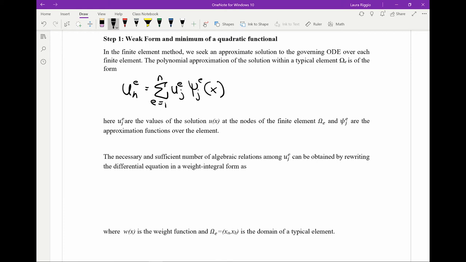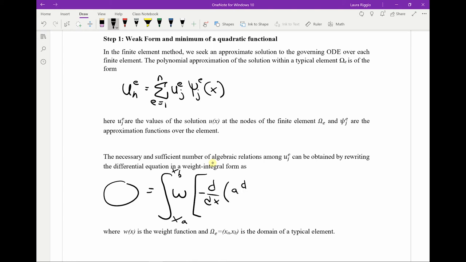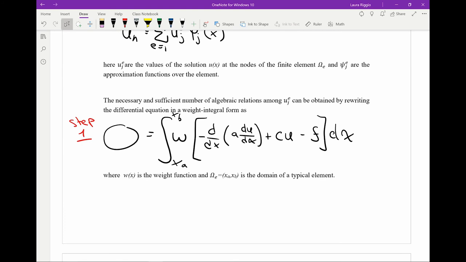The necessary and sufficient number of algebraic relationships among our values of the function are attained by rewriting the differential equation in the weighted residual form as 0 is equal to the integral from xA to xB of some weight function w times our differential equation, which is d/dx of (a du/dx) plus cu minus f, dx. This is actually step one, because we're going to multiply by the weight function and integrate. For each independent choice of our weight function, we can get an independent algebraic equation that relates all of the values of our function at the endpoints of our elements.